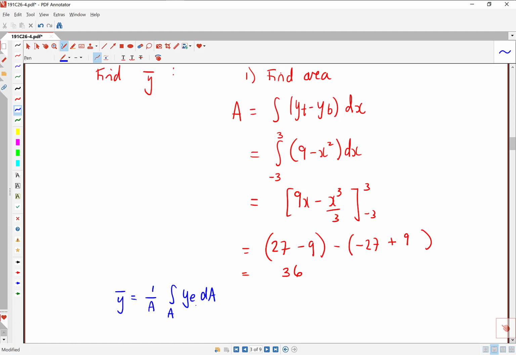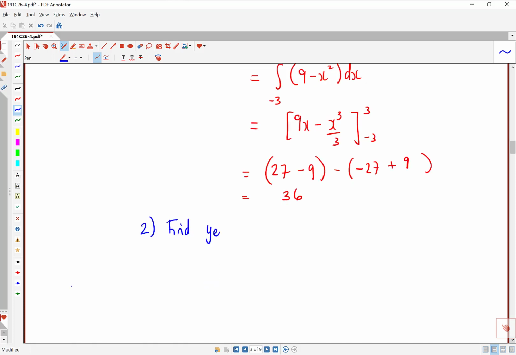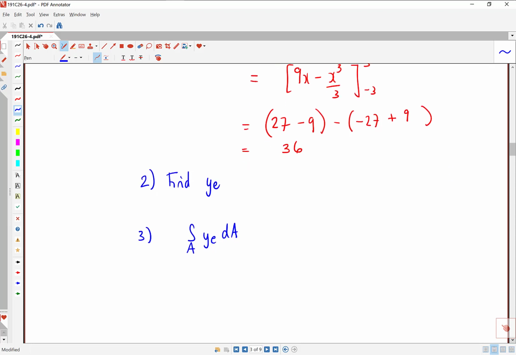So the next step that we need to do is we need to think about what is y sub e in this context. So that'll be step 2. So step 3 will be to figure out this integral, and then in step 4 we can divide that by the area to get y bar. So I might just outline those steps here. Step 2, we'll figure out y sub e. Step 3, we'll figure out the integral of y sub e dA, and we're integrating over the entire area. And then in step 4, we'll get our y bar and we'll have our answer. Okay, so that's the plan.